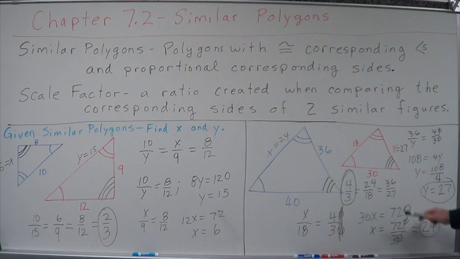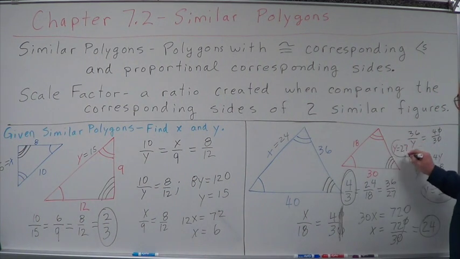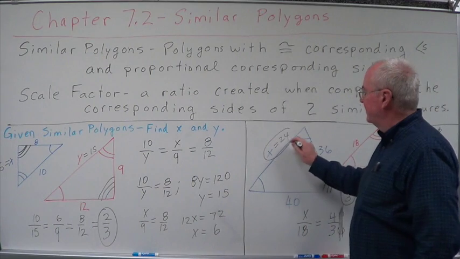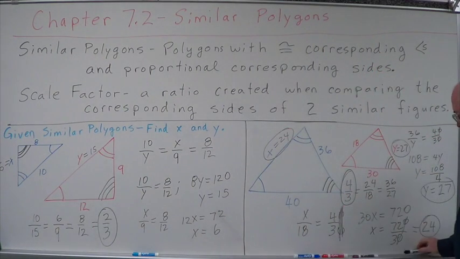We found what those sides are. This one right here is 27. This one right here is 24. And that's how you use proportions to solve similar polygons.